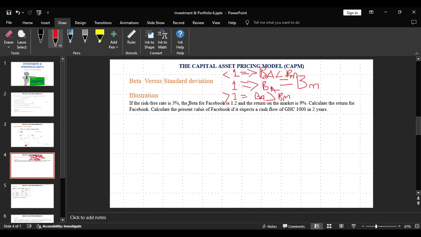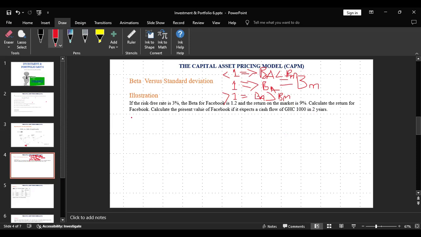Yeah, solving SML. The security market line. And the return on the market is 9%. Calculate the return for Facebook. Calculate the present value of Facebook if it expects a cash flow of 1,000 in 2 years. So first of all, we have to get the rate of return before we can calculate the present value, because we have the value, but we don't have the rates. However, we have information to get the rate.